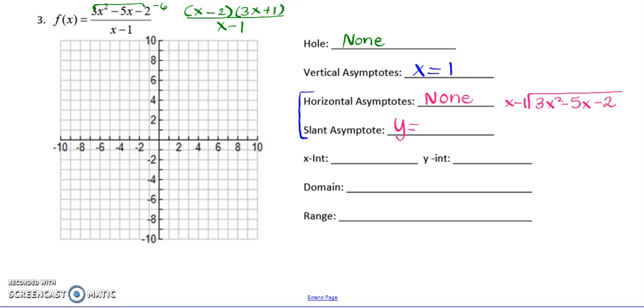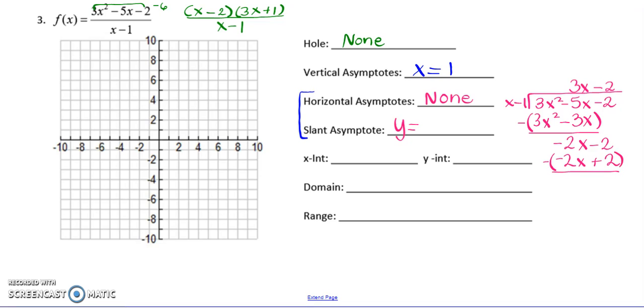Okay, so remember, we think about 3x squared divided by x. You're looking at the first term of each piece. That gives us 3x. Now we're going to multiply 3x times the x minus 1. We're going to draw the line, change the signs, and we get negative 2x minus 2. Now we say what's negative 2x divided by x, and it's negative 2. So I'm going to distribute, and I get negative 2x plus 2.